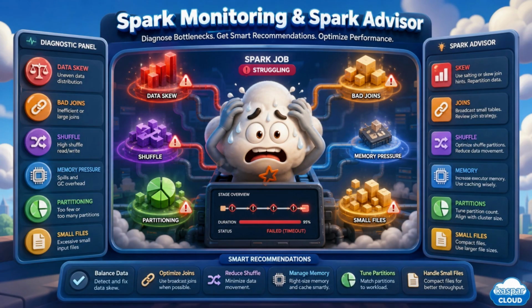Spark monitoring and Spark Advisor help diagnose performance and reliability issues. Spark workloads can struggle because of skewed data, inefficient joins, excessive shuffle operations, memory pressure, poor partitioning strategies, small file problems, or dependency conflicts. Monitoring helps engineers identify the true bottleneck instead of relying on assumptions. This is important because simply adding more compute resources may not solve a poorly designed Spark job. Effective Spark engineering combines well-structured code, efficient data layout, and strong operational diagnostics.